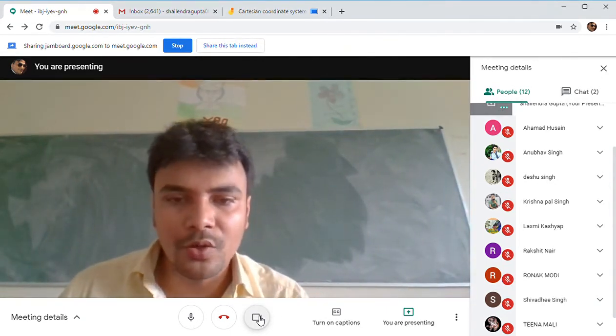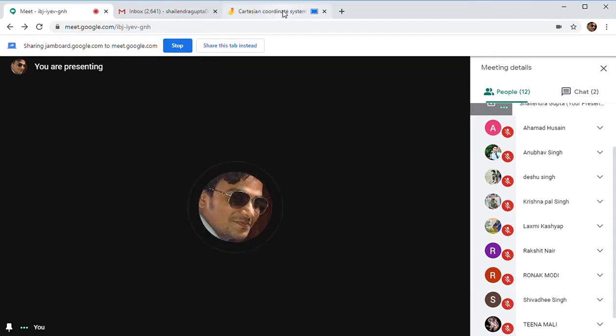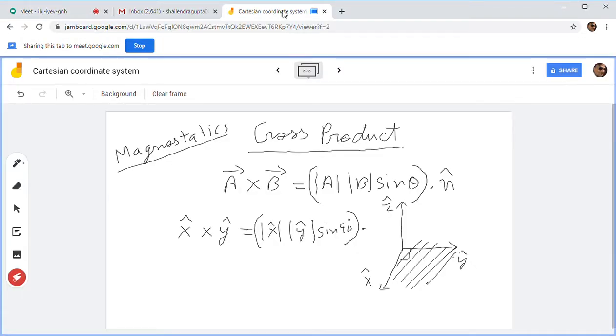So just go on the presentation slide now. Here as well you can see that if you take the cross product of X with Y, you will get your Z direction. Use your right hand. You will get a unit vector Z, because mod X mod Y is 1, sine 90 degree is 1. So this will give you a unit vector in Z direction.